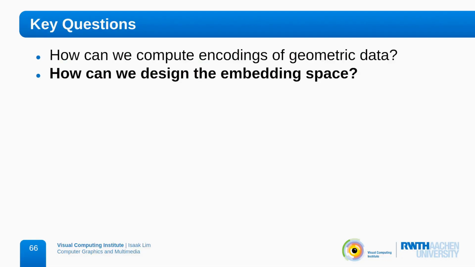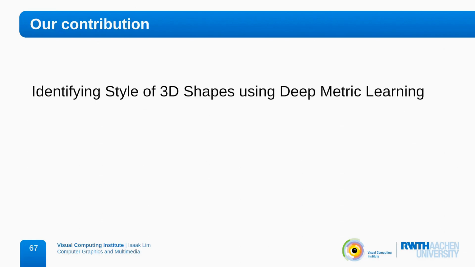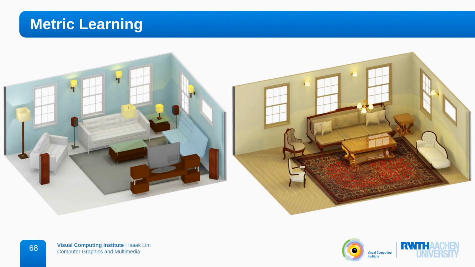Now that we know how we can compute encodings of geometric data, either by individual representations or by combining different representations, we want to now discuss an approach on how we can design the embedding space. And for this, I want to refer back to the very beginning, where I briefly mentioned that given two shapes, we might want to be able to output whether these two shapes are stylistically similar or not.